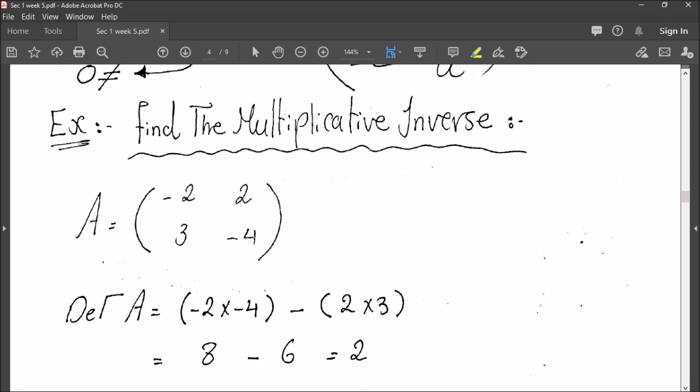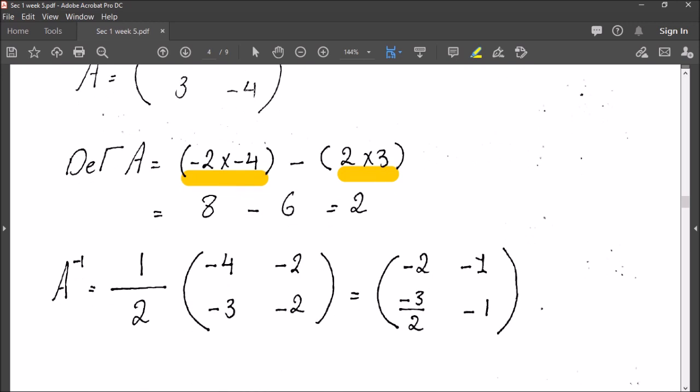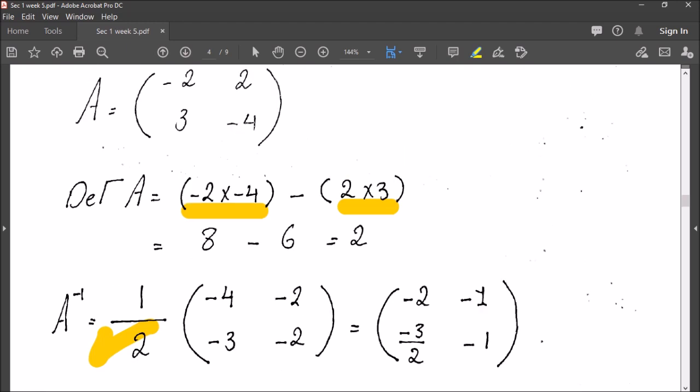Determinant of A: negative 4 multiplied by negative 2 minus 2 multiplied by 3. 8 is the result of negative 2 multiplied by negative 4, 6 is the result of 2 multiplied by 3, and 8 minus 6 is equal to 2. So 1 over the determinant times the matrix, where we swap the diagonal entries and change the sign of 2 and 3. 2 will become negative 2 and 3 will become negative 3.